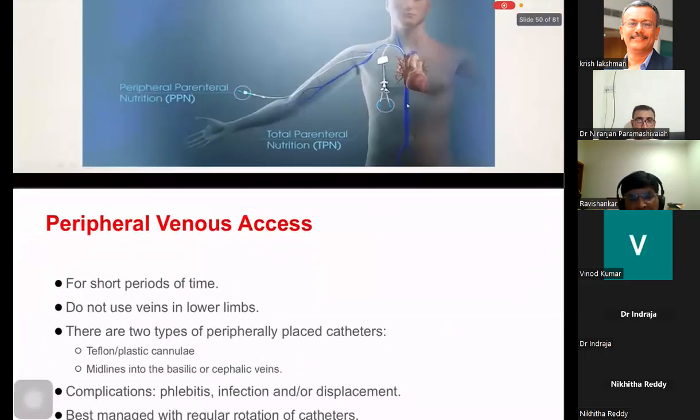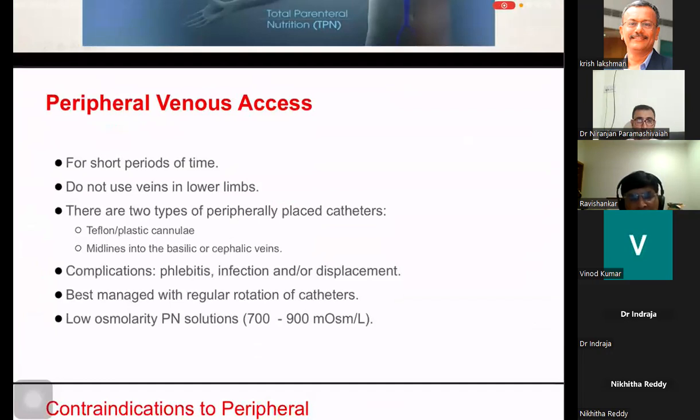Peripheral parenteral nutrition is for a short duration, as I said, less than 2 weeks, and try to avoid the lower limb veins, as these have chances of producing phlebitis. There are 2 types of peripherally placed catheters: plastic cannulas and Teflons, placed into the basilic or cephalic veins. The most common complications are phlebitis, infection, and displacement.